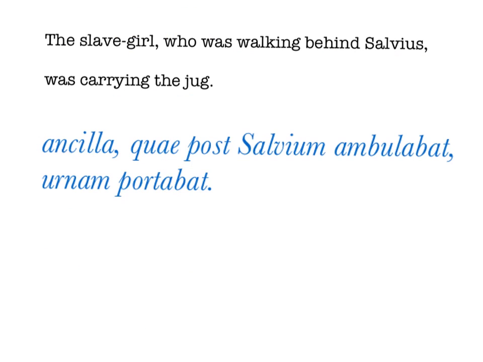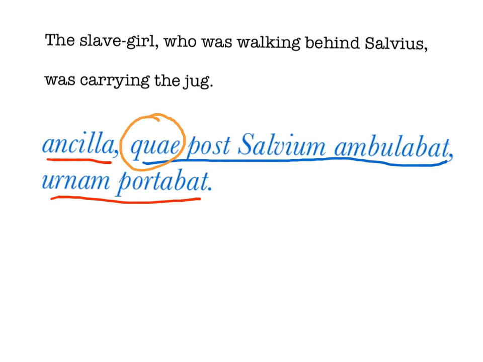Now let's look at the same sentence in Latin. Ancilla quae post Salvium ambulabat, urnam portabat. Again, we have the main part of our sentence, Ancilla urnam portabat, and we have our relative clause, quae post Salvium ambulabat. Here in the Latin, our relative pronoun is going to be quae, and the antecedent, the word that it's referring back to, is ancilla.